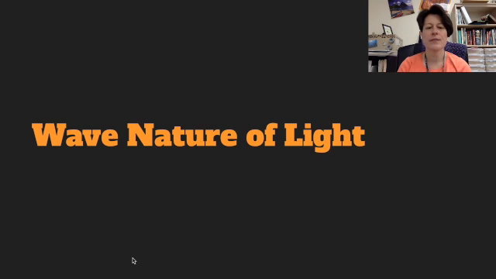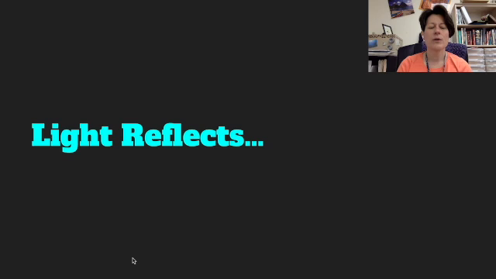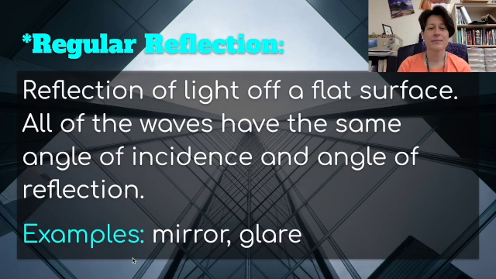Now, there are lots of things that have a dual nature before we get into the wave nature of light. For example, paper: we can write on it or we can burn it. Also, salt: we can use it for flavoring or we can melt ice with it. So, many things have a dual nature. And so, the first part of the dual nature of light that we're going to talk about is the wave nature of light. We know white light is a wave because light reflects.